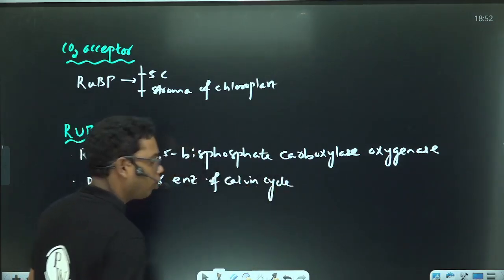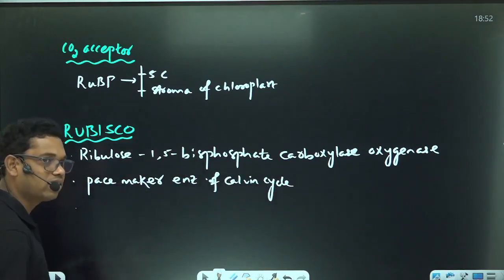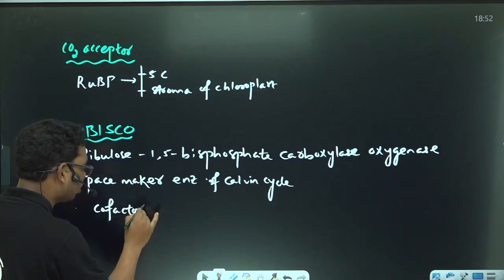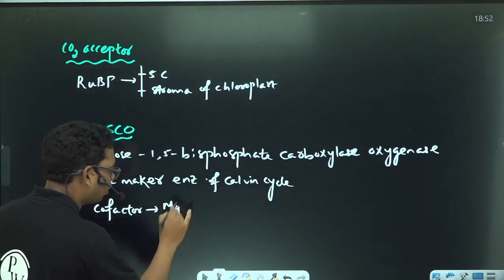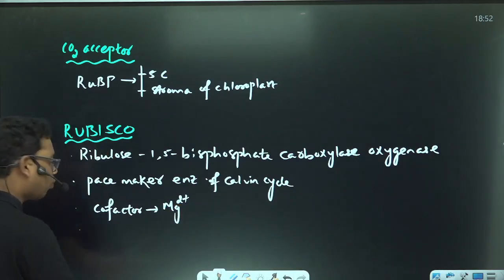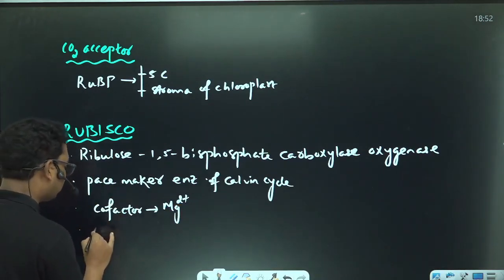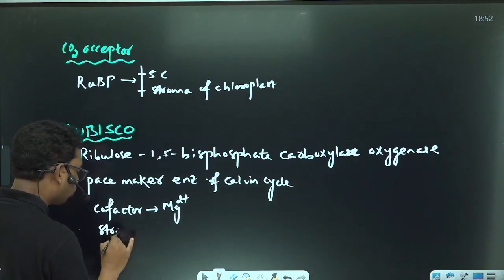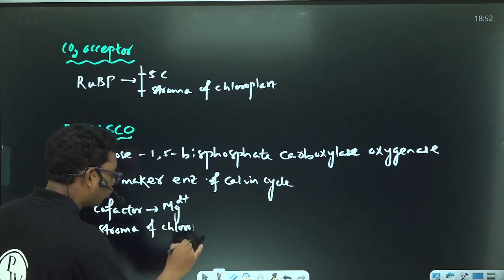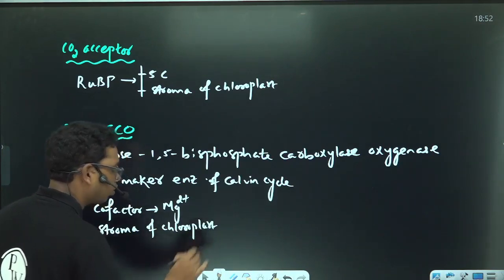Of Calvin cycle. This is a conjugated enzyme, and because it is a conjugated enzyme, it requires a cofactor. And what is that cofactor? The cofactor is magnesium, which is required in the form of Mg2+. Where do you find it? You find it in the stroma of chloroplast.